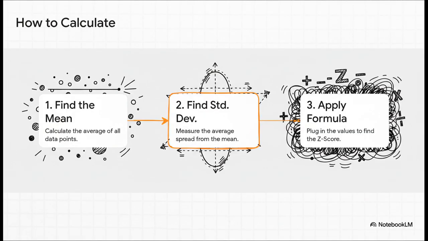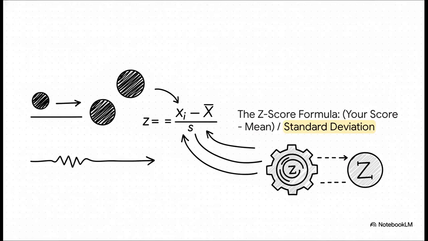Well, it's basically a 3-step recipe. First, you need the average of all your data. That's the mean. Second, you need to know how spread out your data is on average. That's the standard deviation. Once you have those two numbers, you just pop them into the formula. And here it is, the formula itself. It looks simple, and honestly, it is. You just take your specific score, subtract the group's average, and then divide that whole thing by the standard deviation. That's it. That simple piece of math is our universal translator.